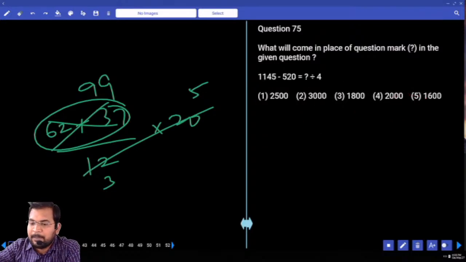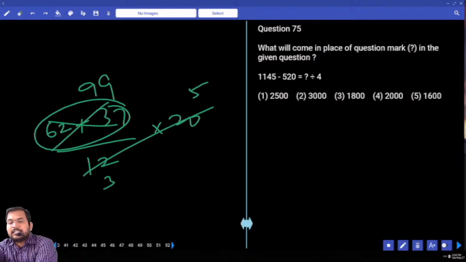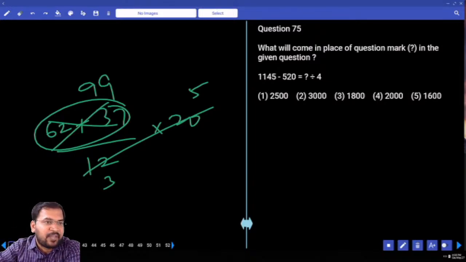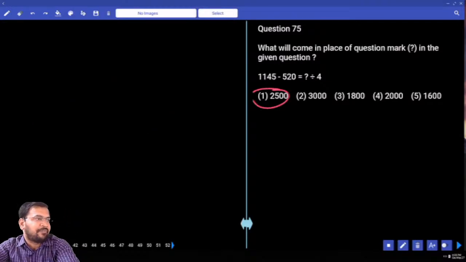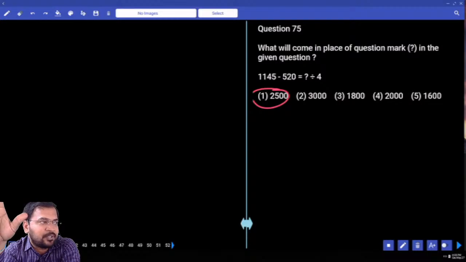Next, 1145 minus 520. If you subtract 520, 1145 subtract 500, 645, remainder will be 625. 625 into 4, 2500. 625 2s are 1250, 1250 2s are 2500. Are you clear?